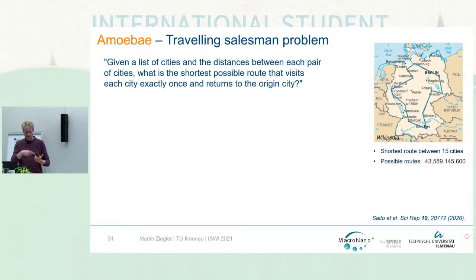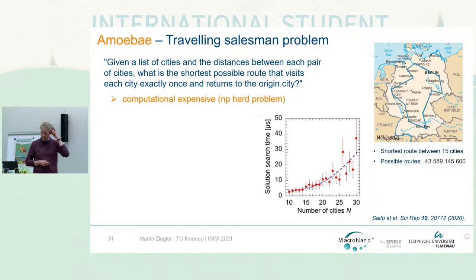You can calculate the possible routes, and you see it's a big number. This is computationally very expensive. For the experts among you, we are talking about an NP-hard problem here. What an NP-hard problem means is that when you increase the numbers, with two cities it is easy, with three cities again. But when you increase the number of cities, the computational time will rise exponentially. Or the cost, what you have to spend, rises exponentially.